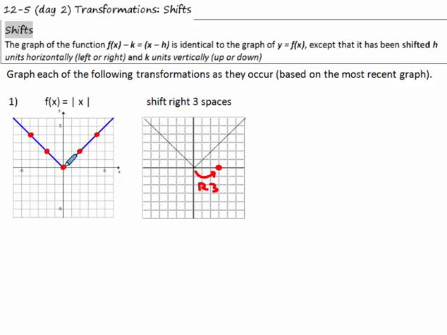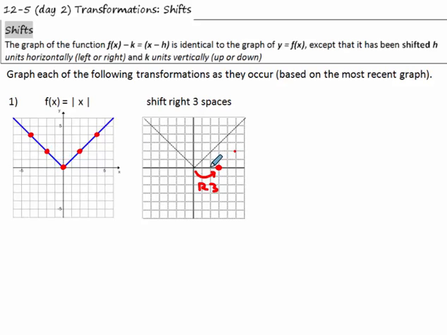I like to start with the main point, in this case the vertex, where the absolute value curve meets in the middle. And I'm going to start by shifting just that point 3 spaces to the right. Then I like to take the key points that surround it and use those but in relationship to that point. So this next point here is 2 to the right and 2 up from the vertex. So I'm going to go 2 to the right and 2 up and draw a point. I'm also going to go from this point 2 to the left and 2 up.